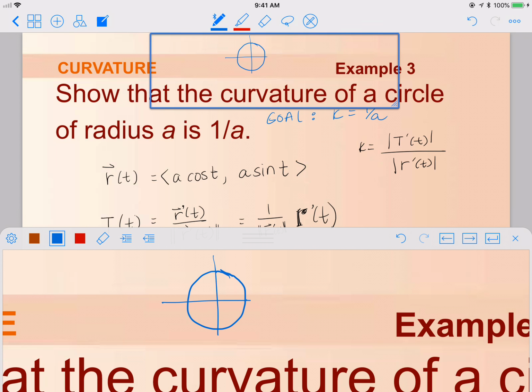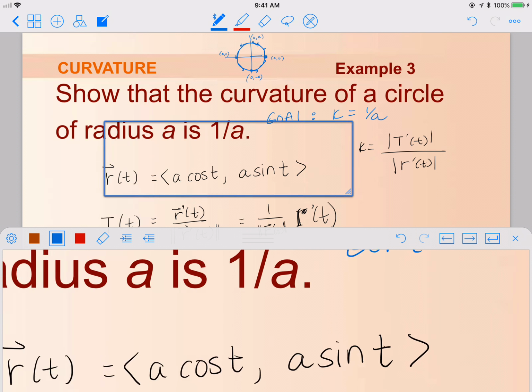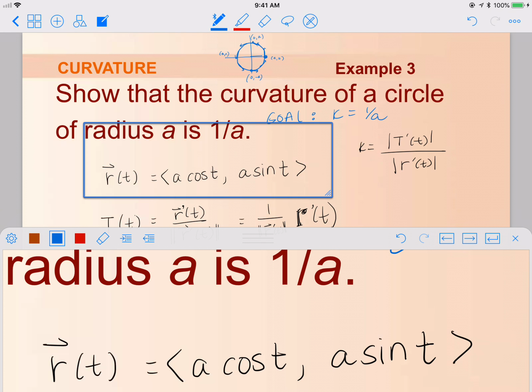And now we expect the curvature to be constant. It shouldn't matter where you are. It shouldn't matter what your value of t is. The curvature should be constant because those tangent vectors are constant. Does that make sense? Okay, so now how are we going to parameterize? We are told that it is a circle of radius a. So that would be the points (a, 0), (0, a), (-a, 0), and (0, -a). The way to parameterize that is r of t equals (a cosine t, a sine t). So this is our r of t.